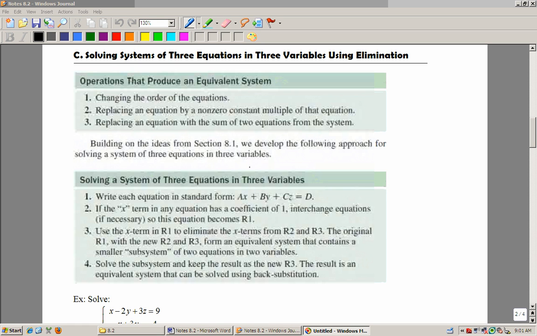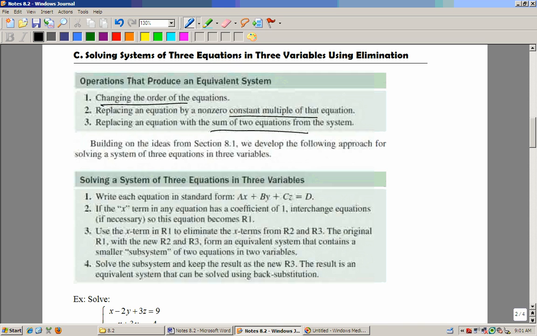Okay, pre-calc students, we're on section 8.2, part C, where we're solving a system of 3 equations and 3 variables. Some things you can do with these are change the order. You can multiply a constant to an equation. You can add 2 equations together and replace it with one of the equations that you added.